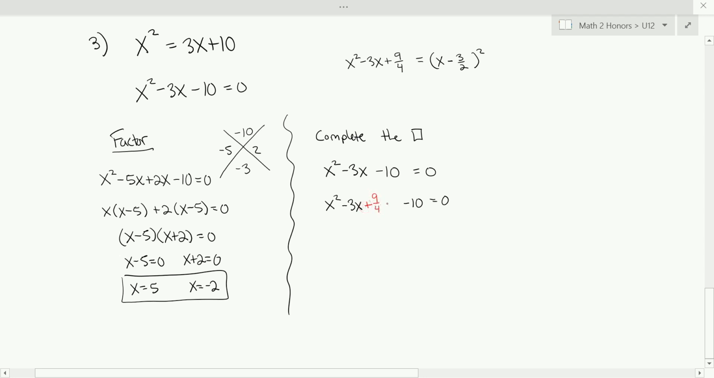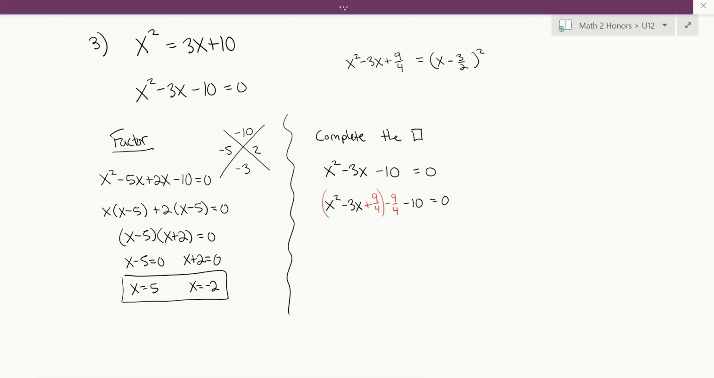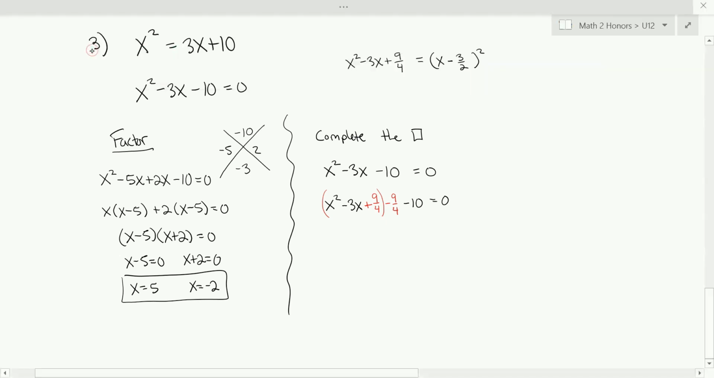But if I add that in, I'm going to have to subtract it back out to keep it balanced. And I put it there so that the first three terms would factor to a perfect square, which is x minus 3 over 2 squared. Ten over 1 is the same thing as 40 over 4, so I'm going to multiply top and bottom by 4, to get a common denominator, and I get a minus 49 over 4 equals 0.